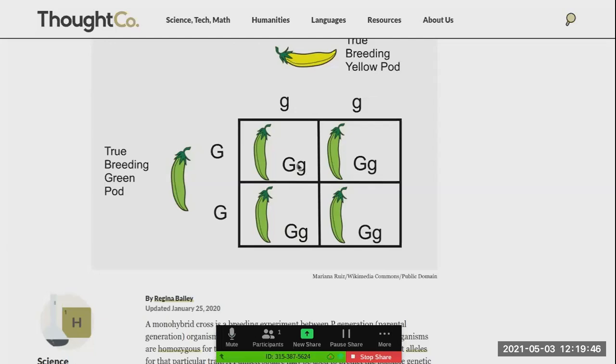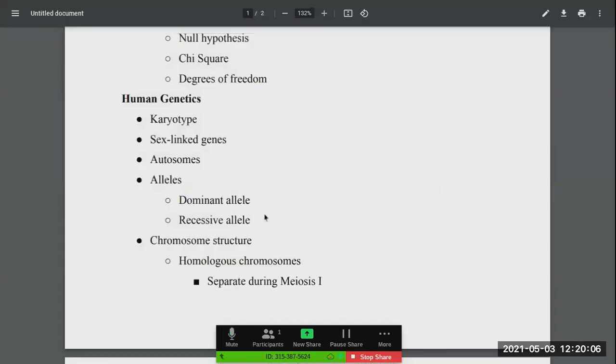In this case, when there is G, the color is not going to be yellow because there is G. So wherever there is G, the other alleles will be masked, and the G is going to overshadow the rest of the alleles. So for a dominant allele, its phenotypic effects are going to be expressed. If it is a recessive allele, the phenotypic effects are going to be masked unless you have two copies of that recessive allele.